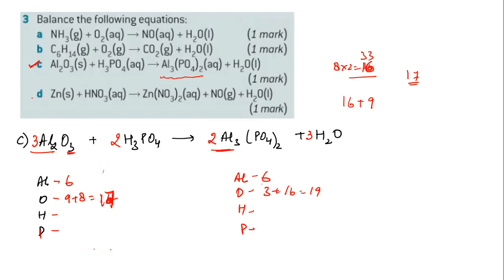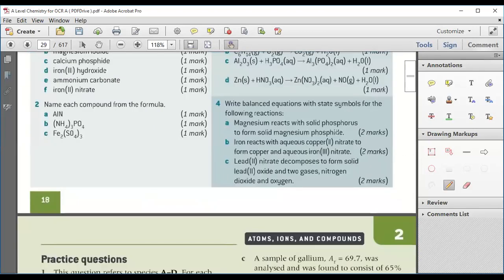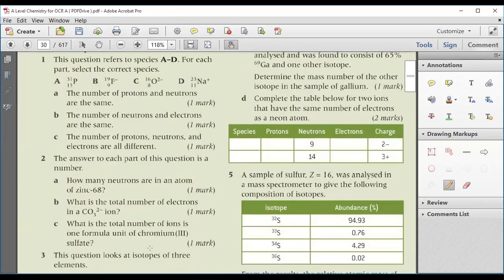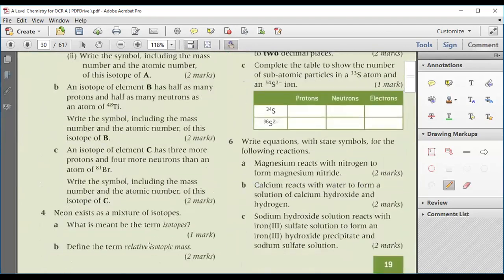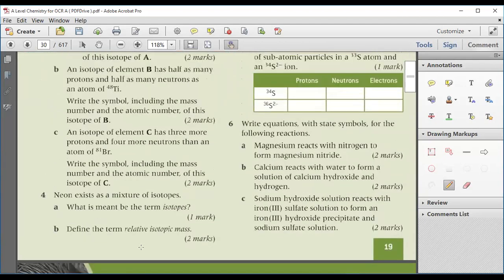Okay, and do this equation, part D, as homework. Clear? So this chapter is finished now. Just let me check. And do this fourth question as homework. Practice questions are also there, if you have time, so try to do these practice questions also. These are important ones. Clear?